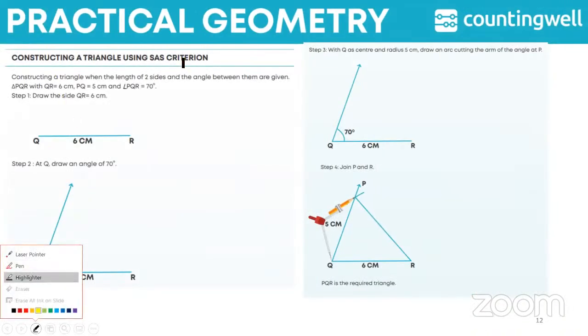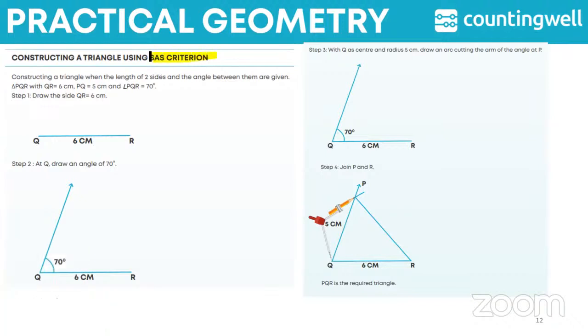Now let us construct a triangle using SAS criterion. SAS criterion means side angle side. Here the lengths of two sides and the angle included between them are given. Included between them is the angle between the two sides. So we are constructing a triangle PQR with QR as 6 cm, PQ as 5 cm and angle PQR as 70 degree. For that again we are taking the side with greater length as the base of the triangle.